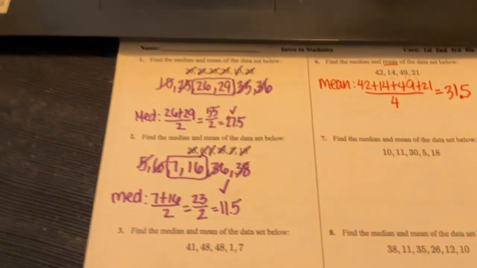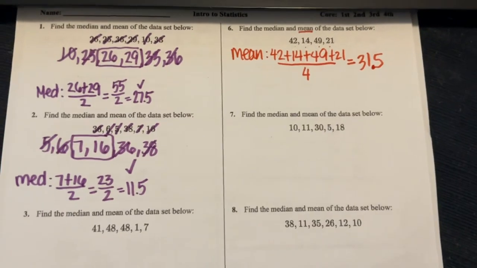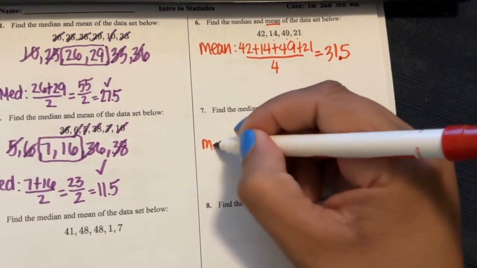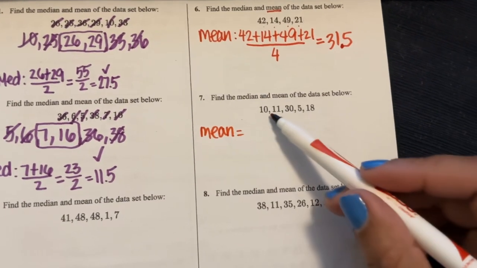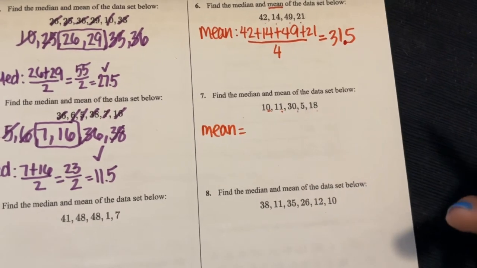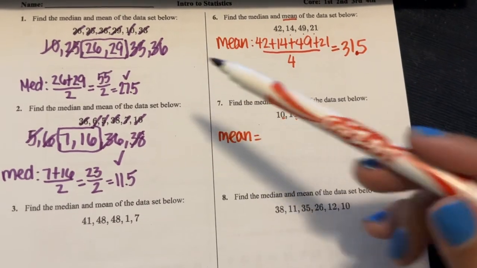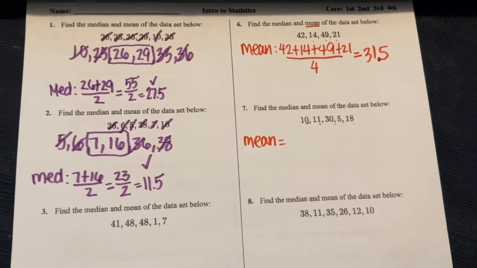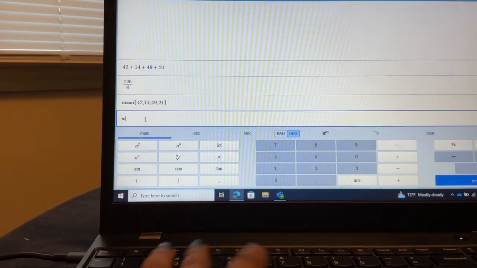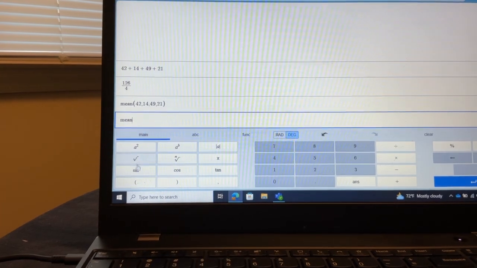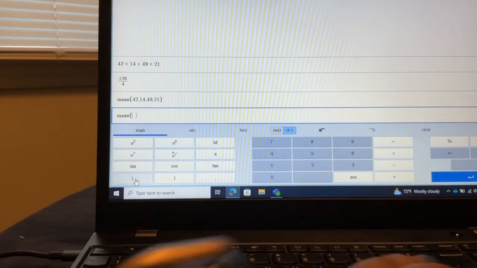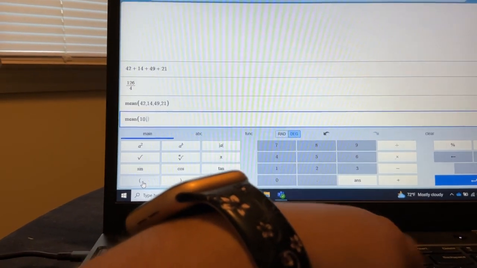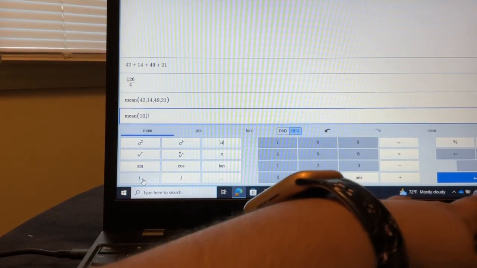So we're going to look at number 7. Looking at number 7, we're going to find a mean. Rather than add all these numbers up and then divide by 5, we're just going to type in the word mean on Desmos and then type all these numbers in the parentheses. So we're going to type the word mean, click on the parentheses, it opens it up, and then we're going to type in the numbers 10, comma, 11.